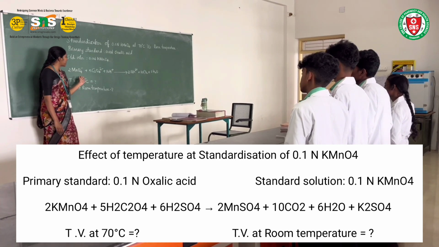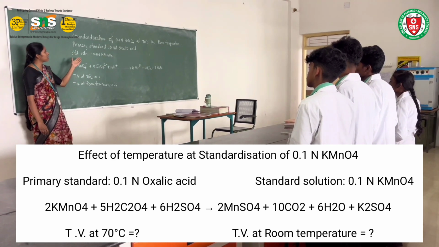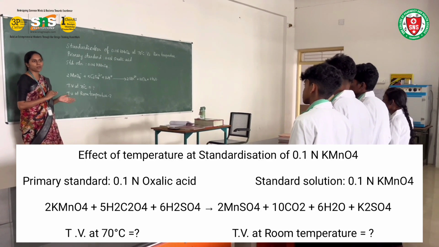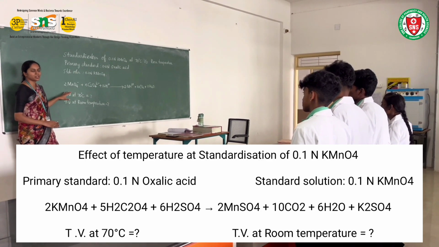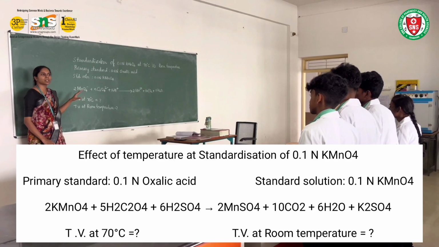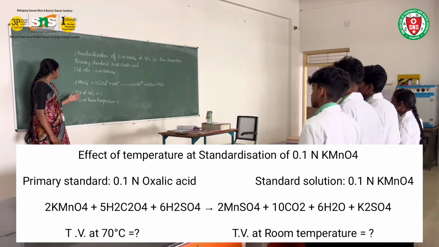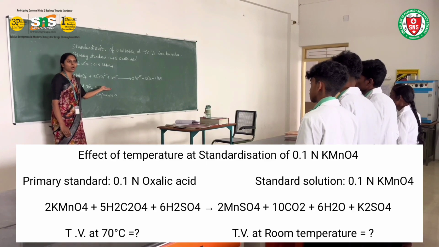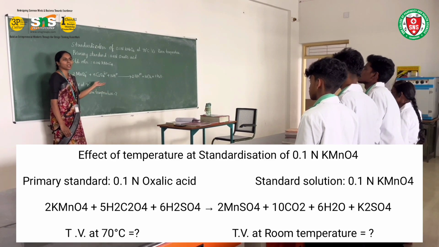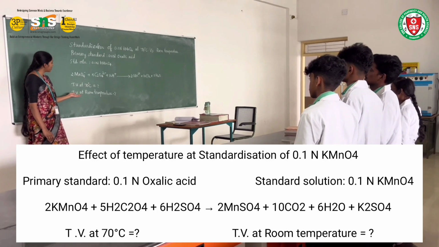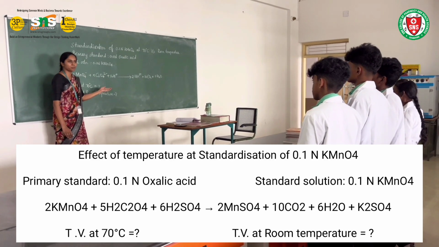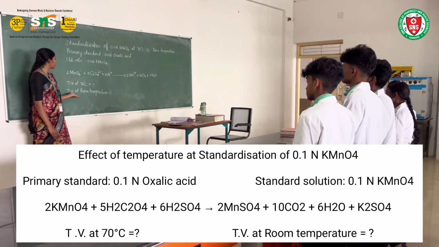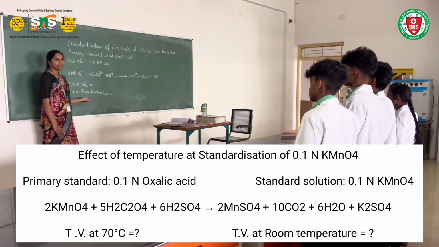If we increase the temperature, then the substances present inside our conical flask will collide with each other at a faster rate. So at an increased temperature, the redox reaction will take place at a higher rate. When we increase the temperature, your titrant value will be very low, because already at 70 degrees Celsius the reaction might be completed. Whereas at room temperature, if you do not keep your conical flask in the water bath, then the titrant value will increase.